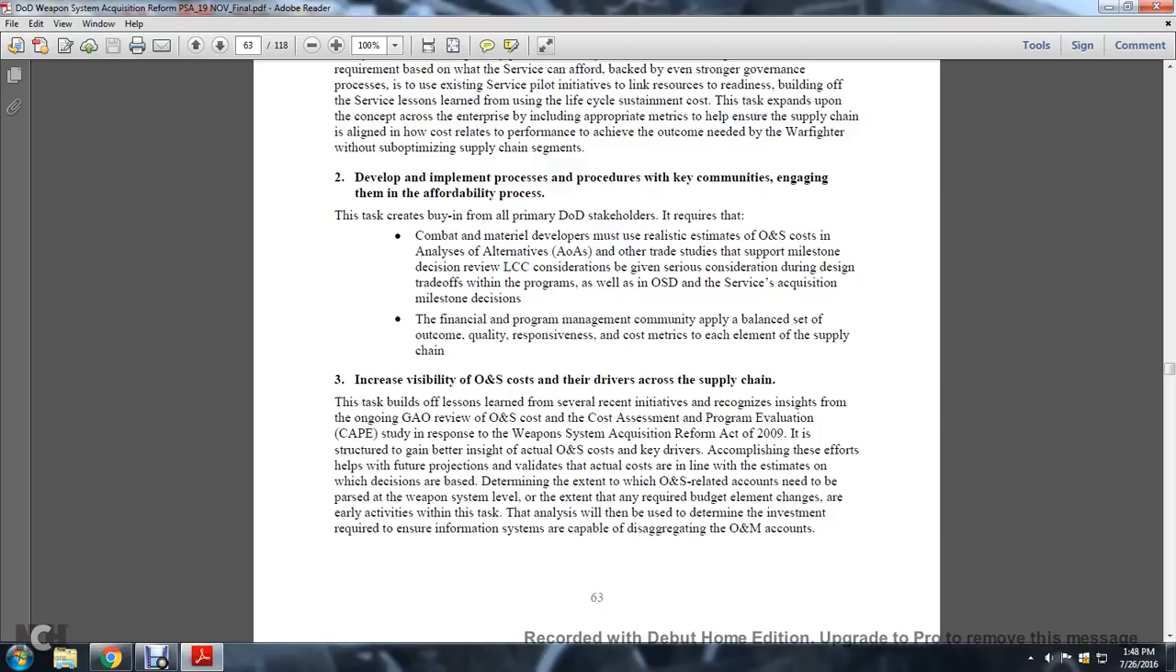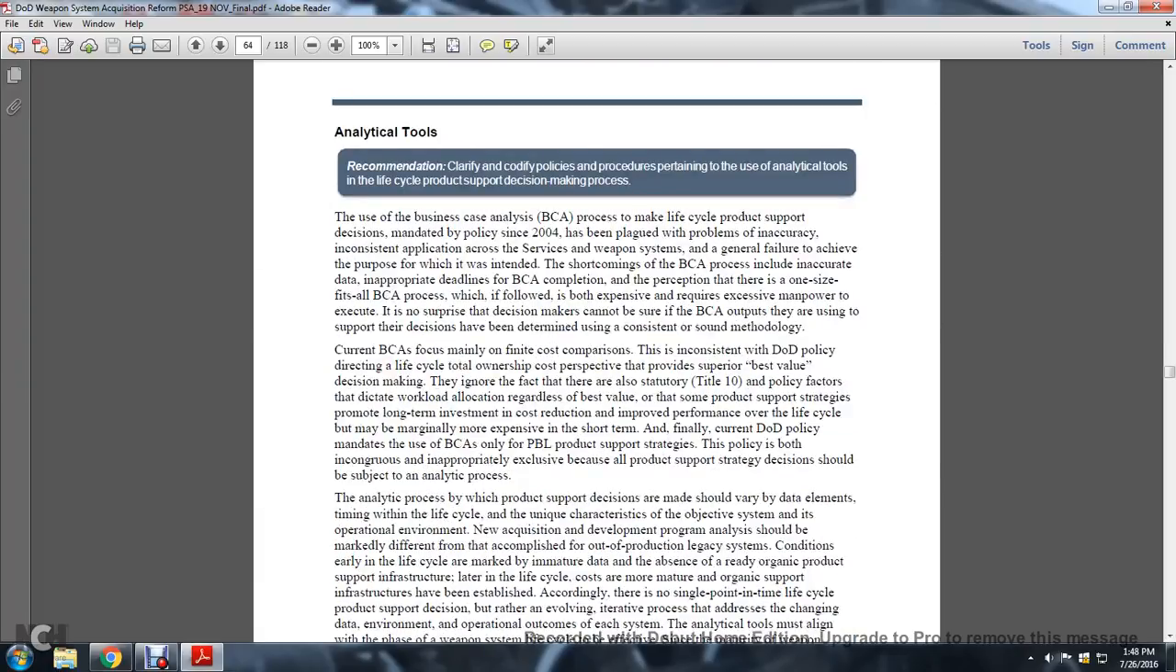This analysis can then be used to determine the investment required to ensure the information systems are capable of disaggregating the O&M accounts. Analytical tool recommendations codify the policies and procedures pertaining to using the analytical tools in the life cycle product support decision-making process. The use of the business case analysis (BCA) process for life cycle product support decisions, mandated by policy since 2004, has been plagued with problems, inaccuracy, and inconsistent application across the services and weapon systems, and a general failure to achieve the purpose for which it was intended.